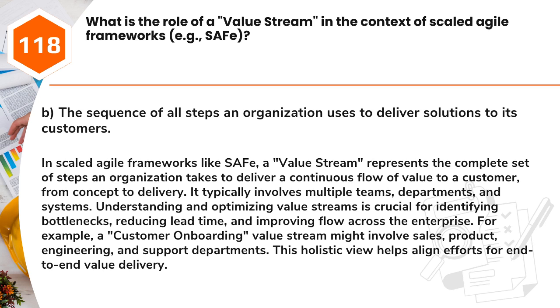Understanding and optimizing value streams is crucial for identifying bottlenecks, reducing lead time, and improving flow across the enterprise. For example, a customer onboarding value stream might involve sales, product, engineering, and support departments. This holistic view helps align efforts for end-to-end value delivery.